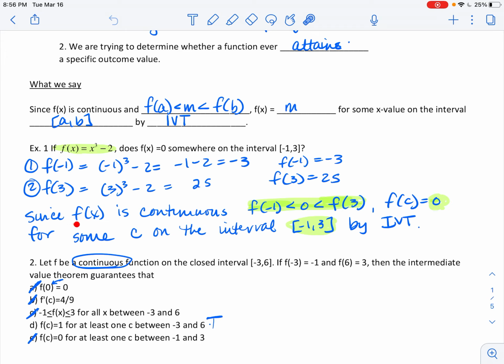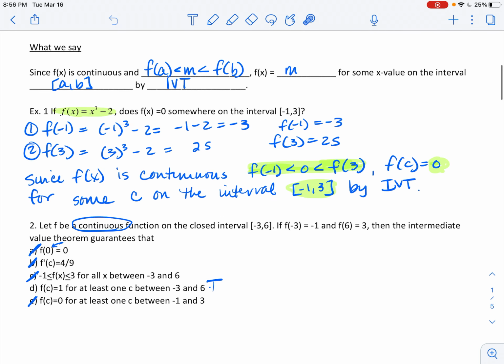So we can justify, since f of x is continuous, f of -1 is less than 0, which is less than f of 3, f of c is equal to 0 for some c on the interval -1 to 3 by the IVT. These three spots that I've highlighted in the justification, these are the three things that will change based on your problem. Otherwise, the wording should be exactly the same.